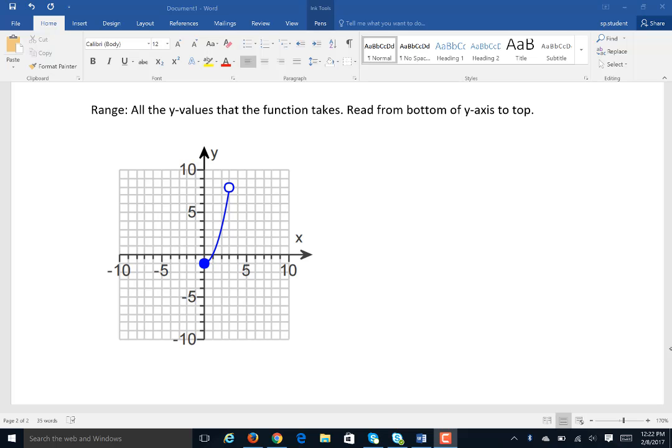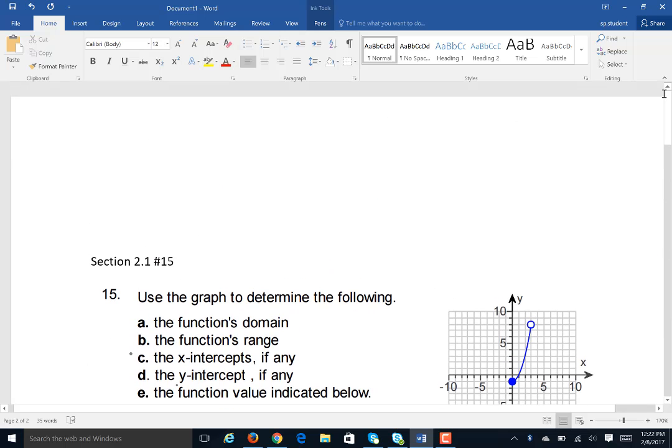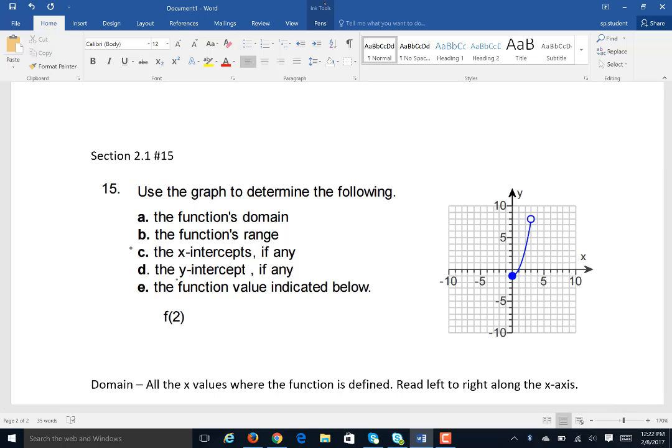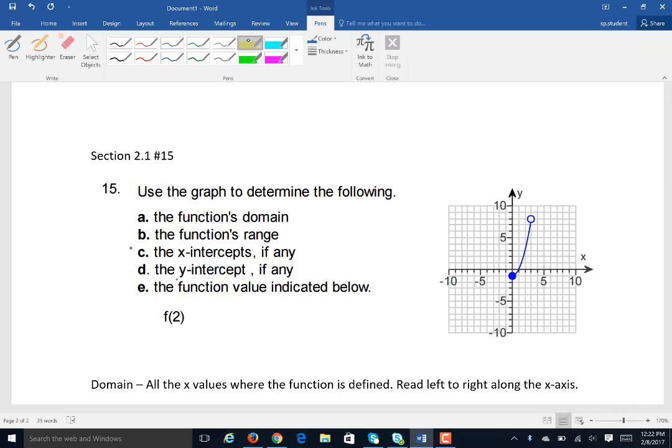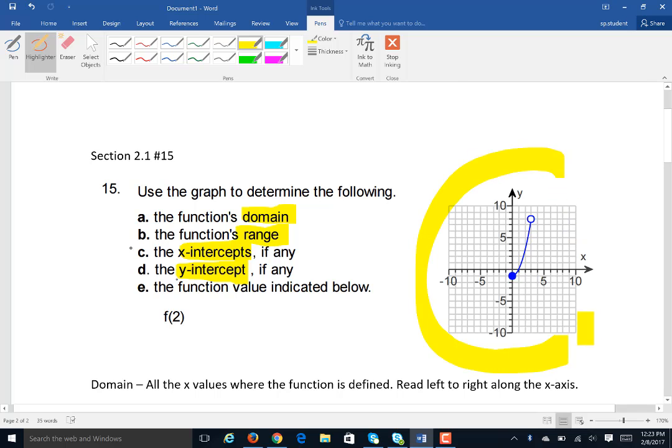Here's some help for question number 15 in section 2.1. What we want to look at is we want to be able to read the domain, the range, the x-intercepts, and the y-intercepts from a graph of the function. So we're going to start off with the domain.